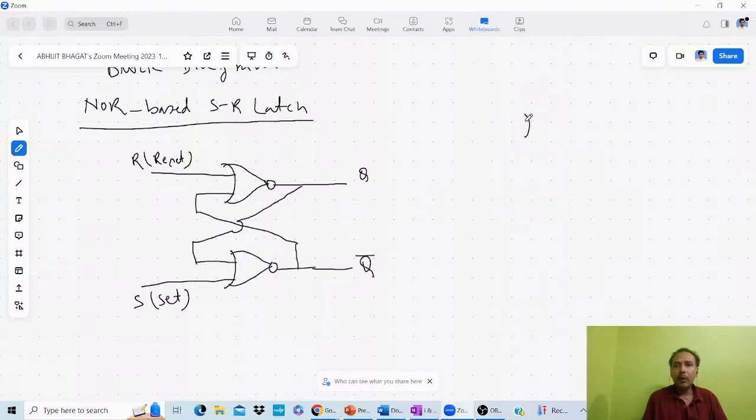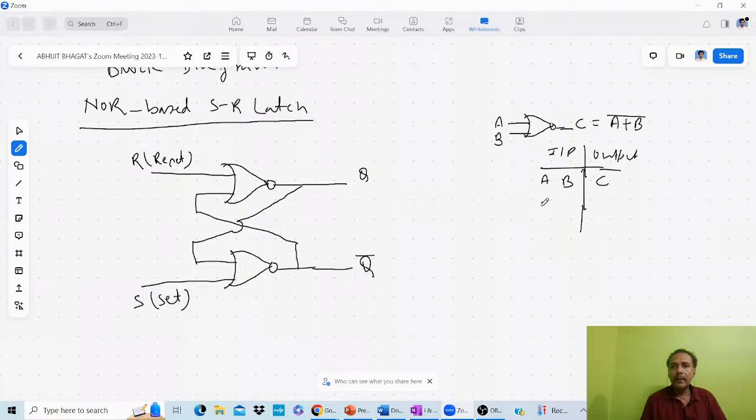In case of a NOR gate, there are two inputs, A and B, and the output C is (A plus B) complement. Okay, this is the input, and output C equals (A plus B) complement for the NOR gate. So all of you know the truth table for the NOR gate: input is A, B, output is C.